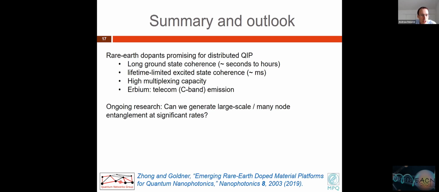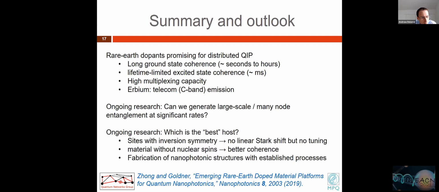There's still ongoing research in these systems. The main challenge is whether we can really generate large scale and many node entanglement at significant rates. And I think the community has made great progress in the last years, and I'm sure that in the next years this should become feasible. And there's also a lot of materials research on the question, what is the best host?